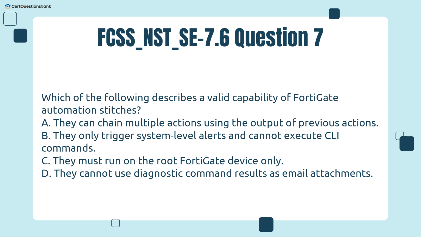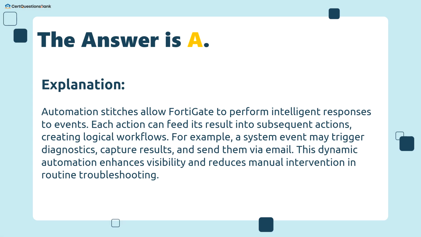Which of the following describes a valid capability of FortiGate automation stitches? A. They can chain multiple actions using the output of previous actions. B. They only trigger system-level alerts and cannot execute CLI commands. C. They must run on the root FortiGate device only. D. They cannot use diagnostic command results as email attachments. The answer is A.